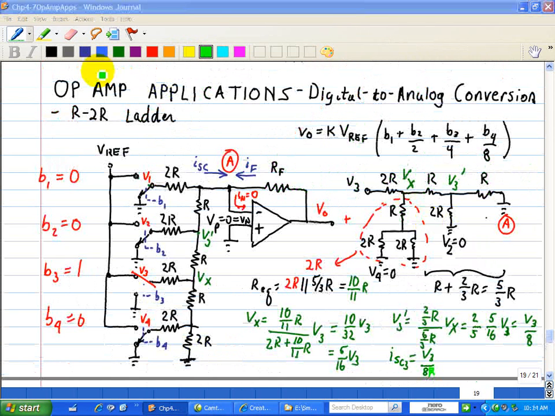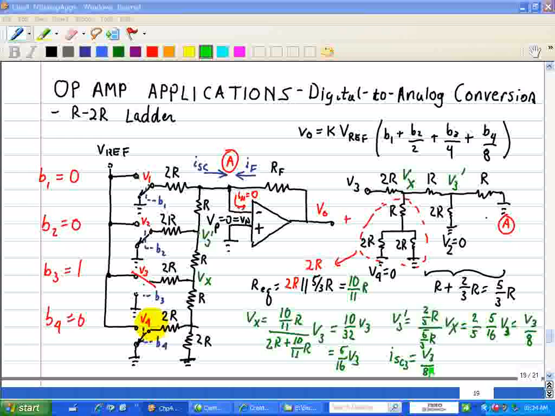Because of the time, we're going to do the contribution due to V4 in another video, and after that video that will conclude the analysis of the digital to analog conversion for this R2R ladder network.